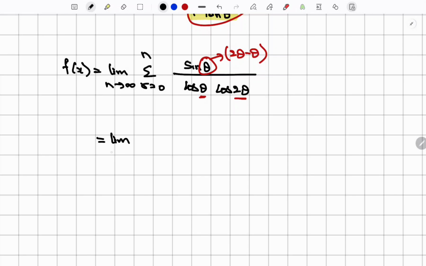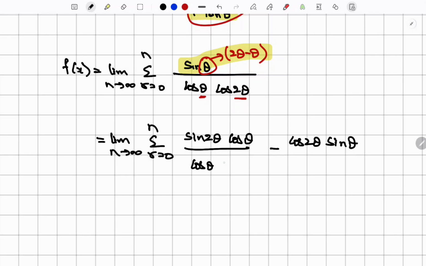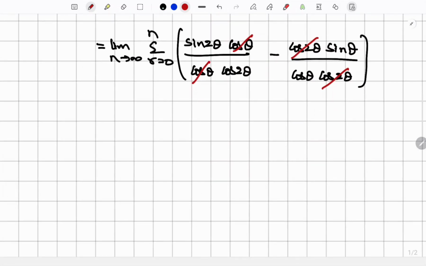Then my next step can be written as limit n tends to infinity, sigma r equal to 0 to n. Then sine of a minus b is sine a cos b minus cos a sine b. Let me write here (sine 2 theta into cos theta minus cos 2 theta into sine theta) whole divided by cos theta into cos 2 theta. Now if you observe here, there are some cancellations. Please cancel out. Cos 2 theta and cos theta will get cancelled. Then my next step: limit n tends to infinity, sigma r equal to 0 to n, sin 2 theta by cos 2 theta is tan 2 theta minus sin by cos is tan theta.